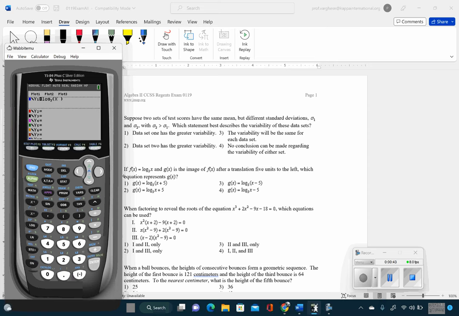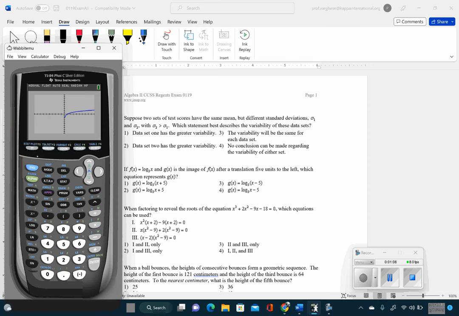And it says if this and g of x, so here's g of x, which are the answer choices, is the image of f of x after a translation 5 units to the left. So this is going to be the original, and I'm looking for a graph. Let me just show you the graph of the original. So the original goes through 1, 0. Okay, so I'm looking for this graph translated to the left 5 units.